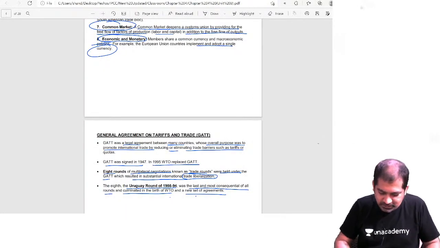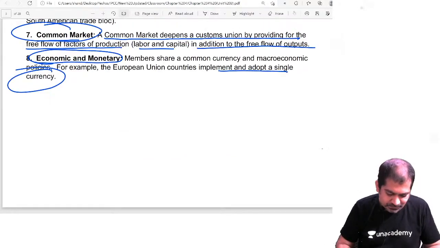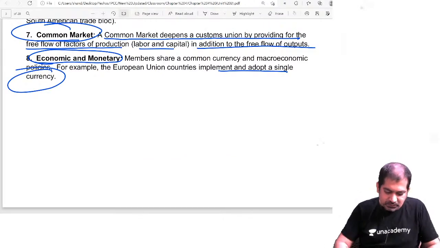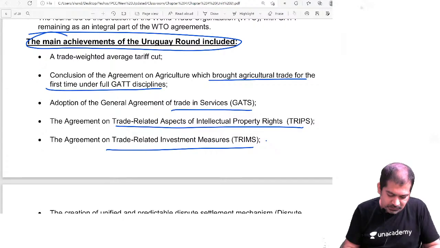Sorry, suddenly my laptop shut down because I had not connected the battery connector to my laptop. All right, so that is the Trade Policy Review Body.